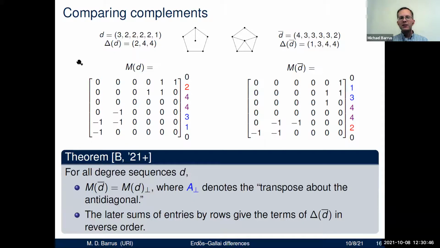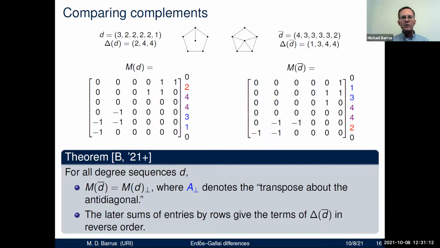Normally when we take the transpose, we go across the main diagonal, and I'm going to take the transpose across the other main diagonal. And it looks like these two matrices are related in that way. I also want to prove this fact, that the differences of D bar show up in reverse order as I approach the end of the matrix M of D.